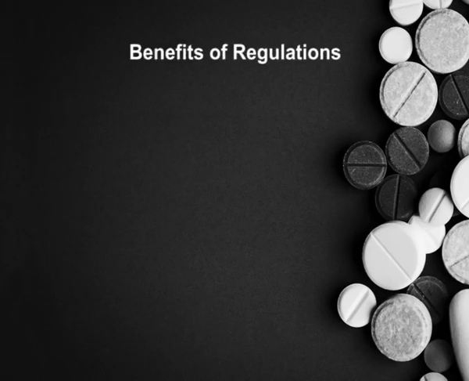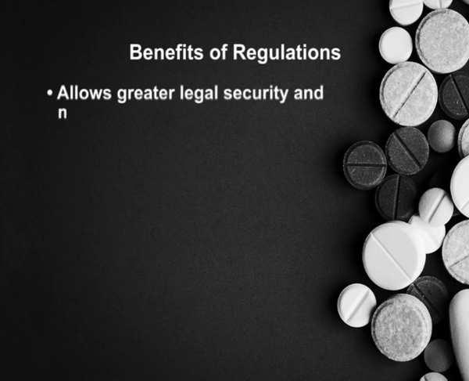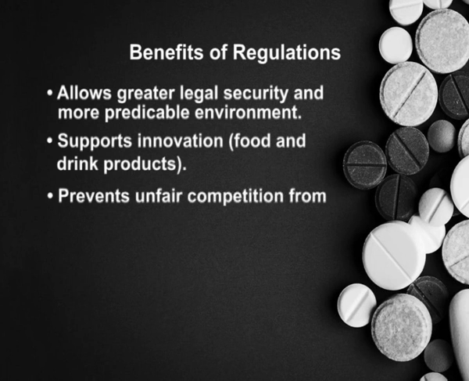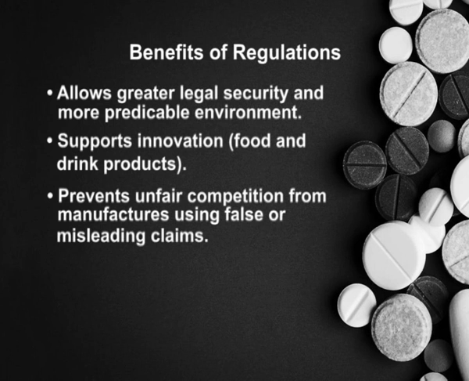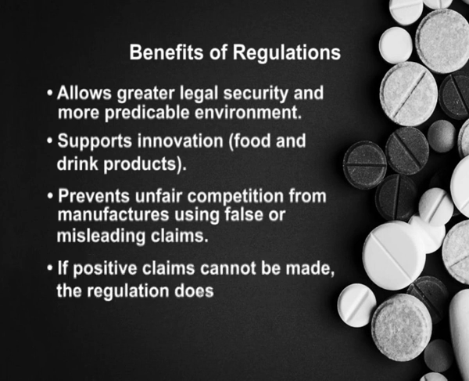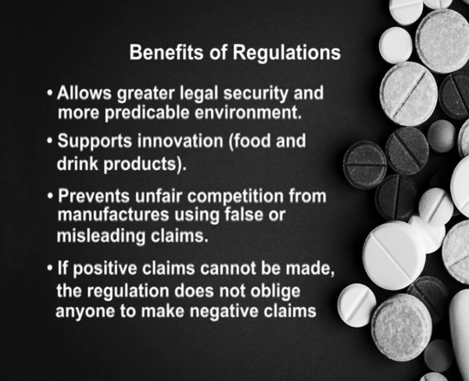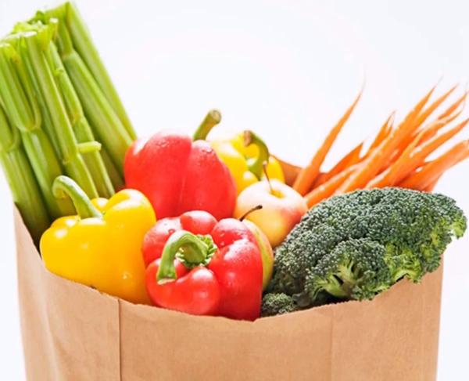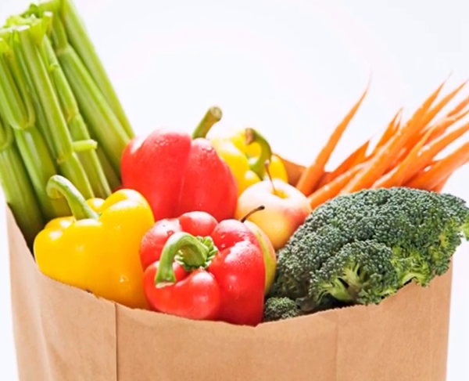Benefits of regulation: it allows greater legal security and more predictable environment. Next is supports innovation in food and drink products. Next is prevents unfair competition from manufacturers using false or misleading claims. Next is if positive claims cannot be made, the regulation does not oblige anyone to mask negative claims about the product. The Food Safety and Standard Rule and Regulations are effective from August 2011.